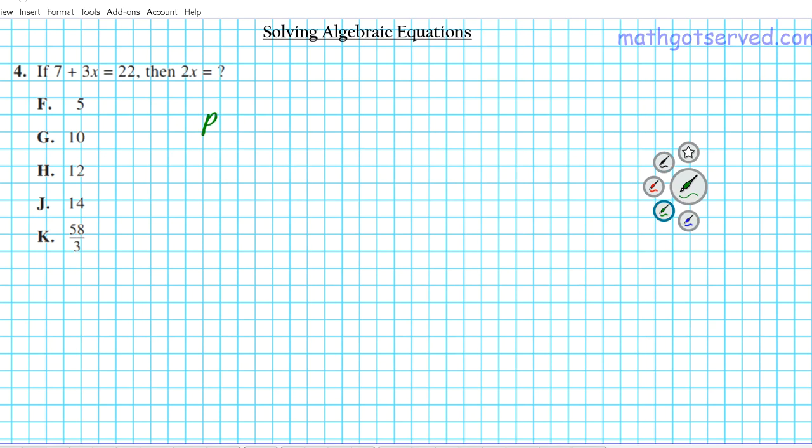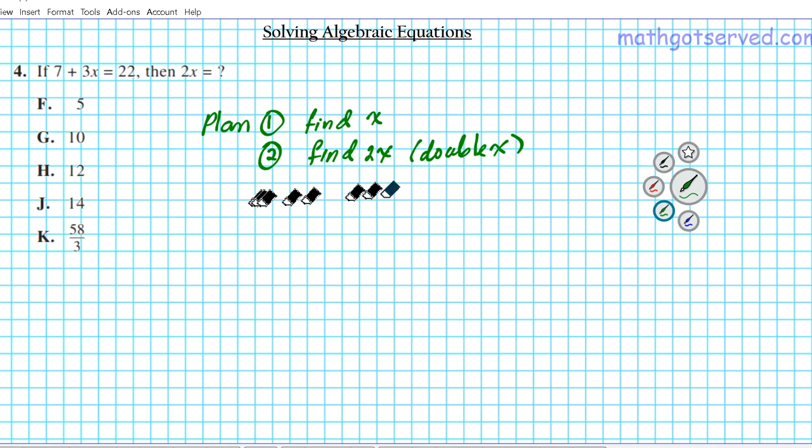So let's write down what our plan of attack is. So for part 1, what we're going to do is find the value of x. Okay? And then part 2, we're going to do what? We're going to find 2x or double our previous answer. Finding 2x is the same thing as doubling x. Alrighty? Okay, so let's do the first part.